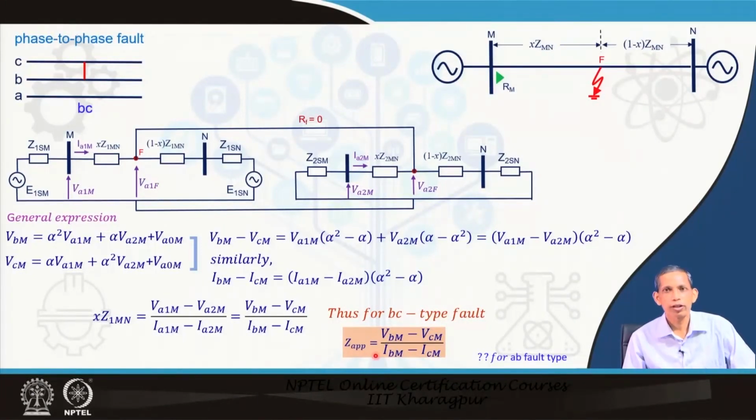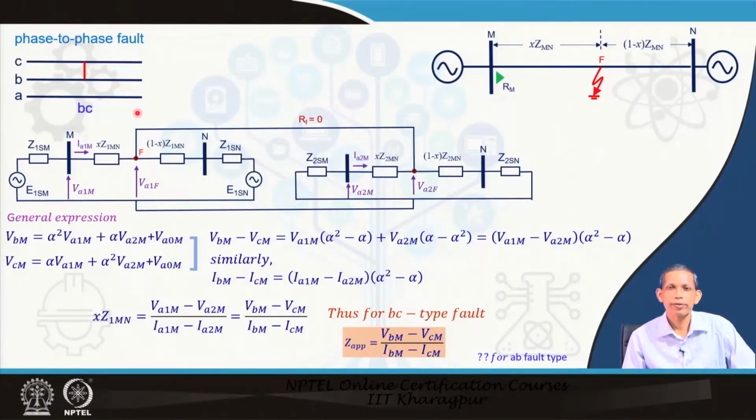If you go for any other category in a similar way, let us say AB fault, the corresponding Z apparent will be equal to V A minus V B upon I A minus I B, and for CA fault we will have V C minus V A upon I C minus I A at the measurement bus by the relay. So, you can see that this gives us the Z apparent expression for the phase to phase fault.